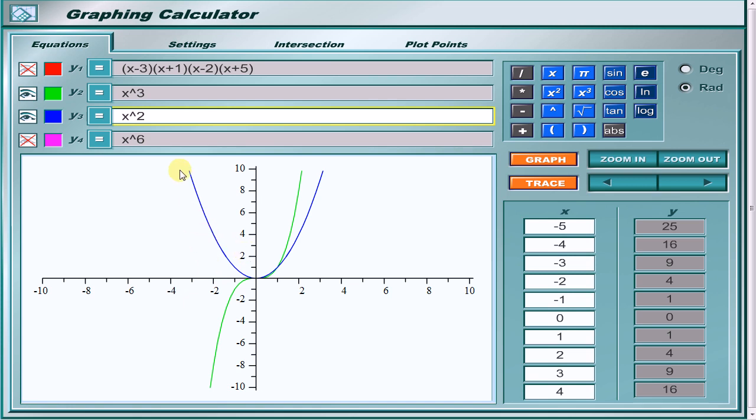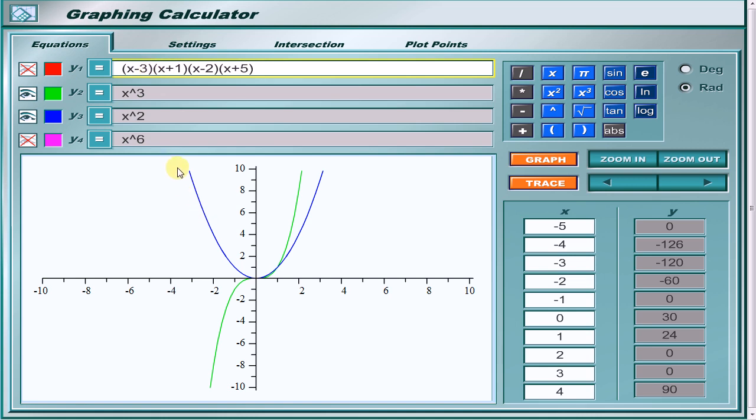Okay, so look here. We have x times x times x times x. That's x to the fourth power. That's going to be an even function. If it's an even function, its parent function is this blue function. So I bet you that this graph here, this y1, is going to have the same shape. It's going to be up here and up here. All right, so let's hit graph.